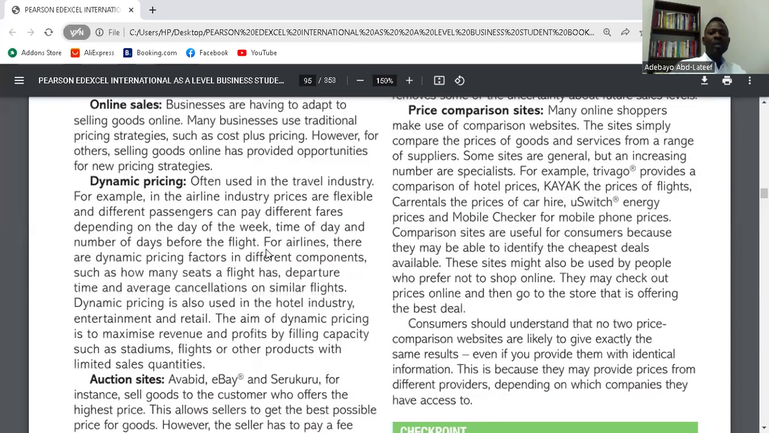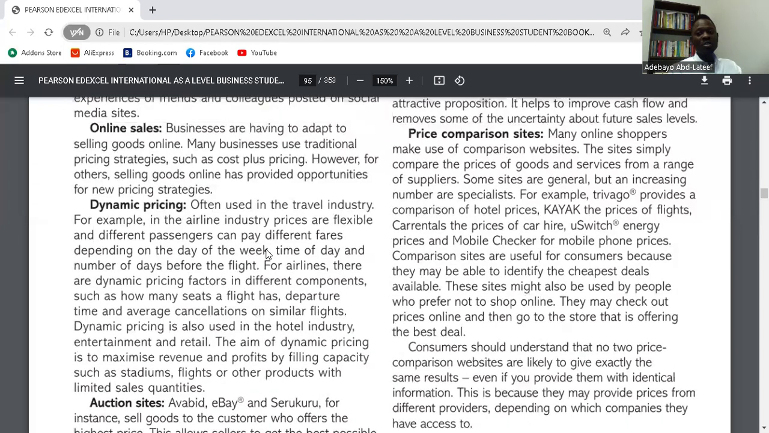Yes. Then we can use price comparison sites. Many online shoppers make use of comparison websites. The sites simply compare the price of goods and services from a range of suppliers. Some sites are general, but an increasing number are specialists. For example, Trivago provides a comparison of hotel prices, Kayak, the price of flights, car hire, the price of car rentals, uSwitch, energy prices, and mobile checkers for mobile phone prices. Comparison sites are usually for consumers because they may be able to identify the cheapest deals available. These sites might also be used by people who prefer not to shop online. They may check out prices online and then go to the store that's offering the best deal. Consumers should understand that no two price comparison websites are likely to give exactly the same results, even if you provide them with identical information, because they may provide prices from different providers depending on which companies they have access to.